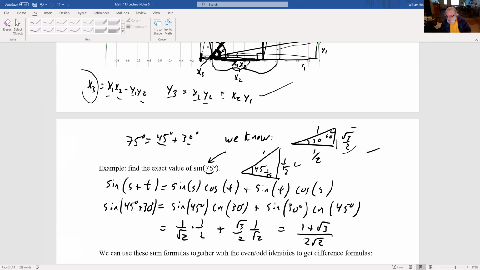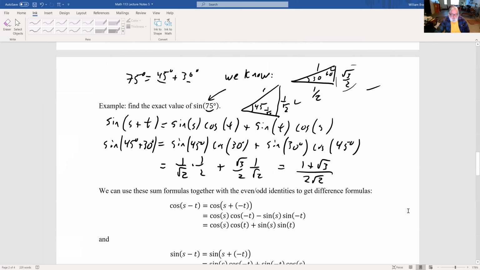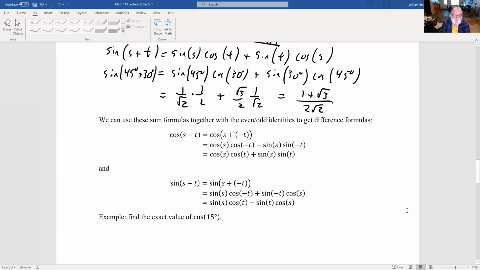So there's the sine of 75 degrees: 1 plus square root of 3 over 2 root 2. So we can also get difference formulas.